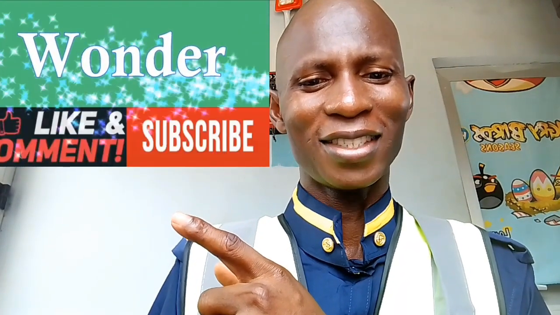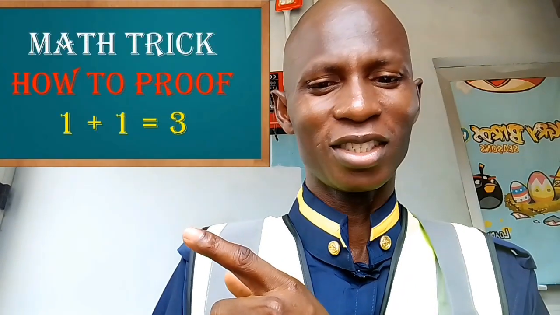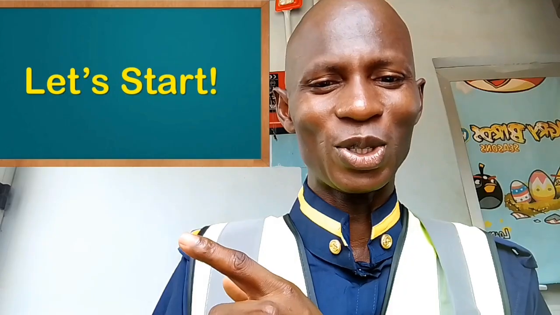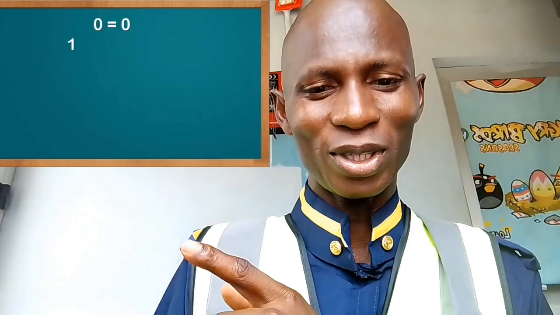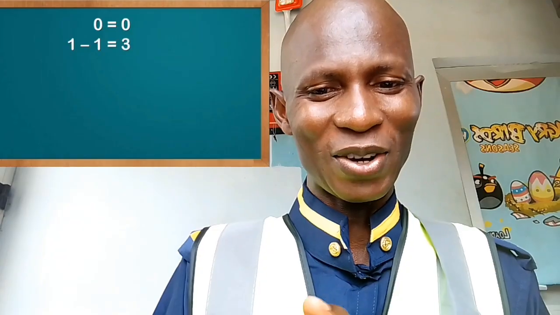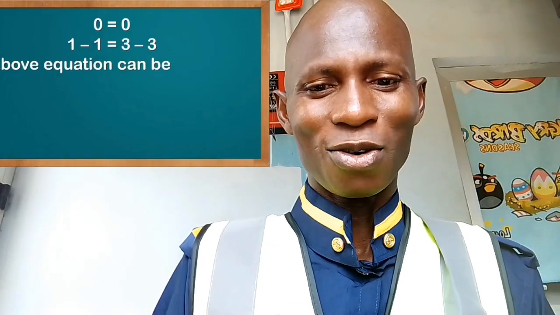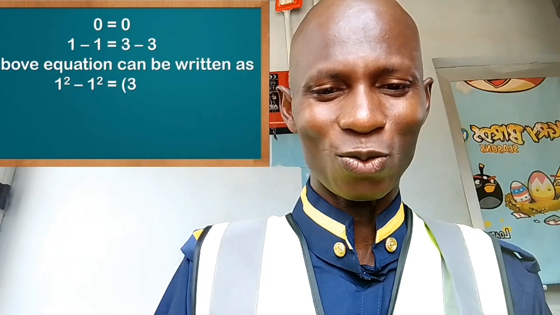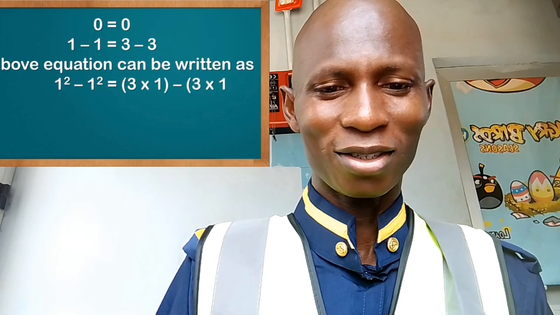Wonder life math trick. How to prove 1 plus 1 equal to 3. Let's start. 0 equal to 0. 1 minus 1 equal to 3 minus 3. You see the mistake already. The above equation can be written as 1 exponent 2 minus 1 exponent 2 equal to 3 times 1 minus 3 times 1.